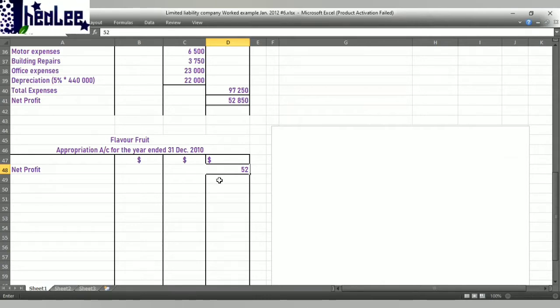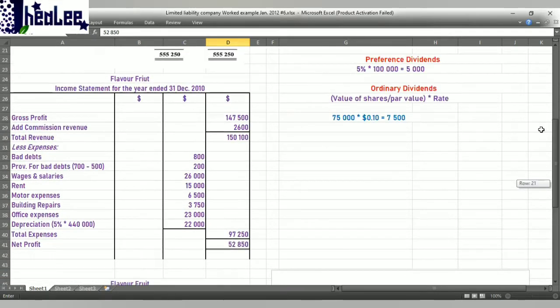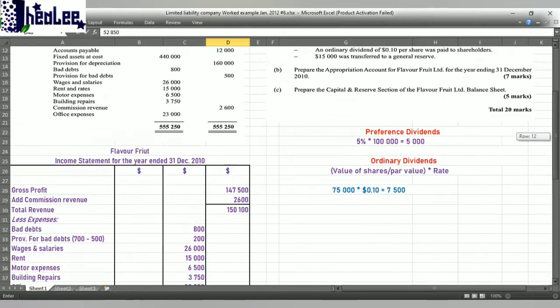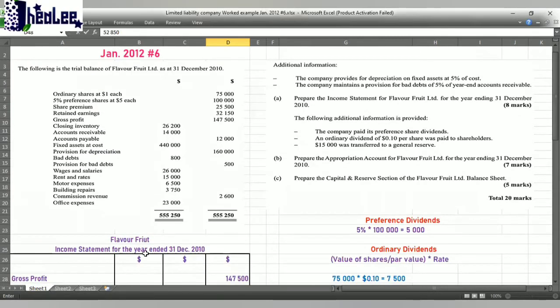So that is $52,850. Earlier I mentioned corporation tax, so we need to check the question if there is any corporation tax based on assessment. There is none. So we're going to move into adding retained profit from last year, or retained earnings from last year.